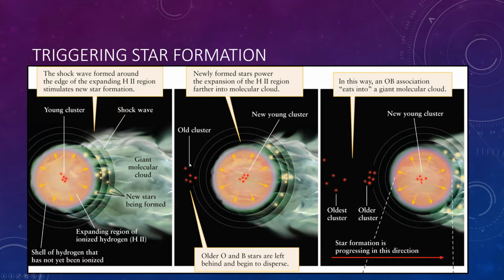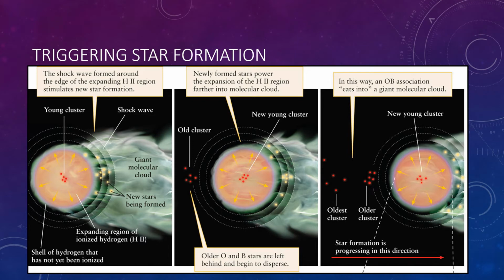You have the old cluster left behind, and now this new cluster is creating its own shock wave. So that collapses the cloud further ahead. And then this just keeps going on and on until basically it propagates through the entire molecular cloud. So the birth of one star can trigger the birth of many others. That's the basic idea here.